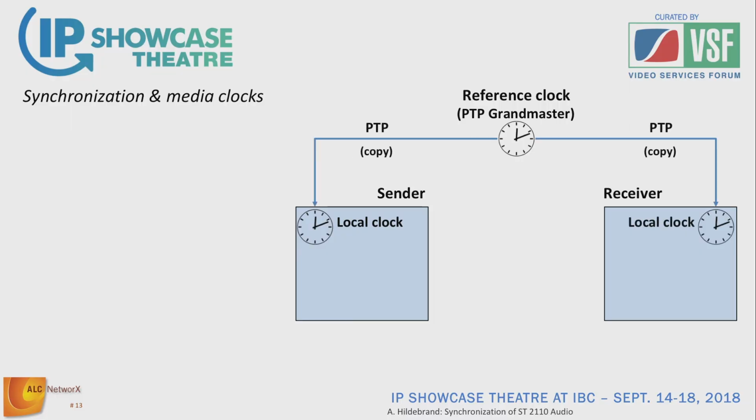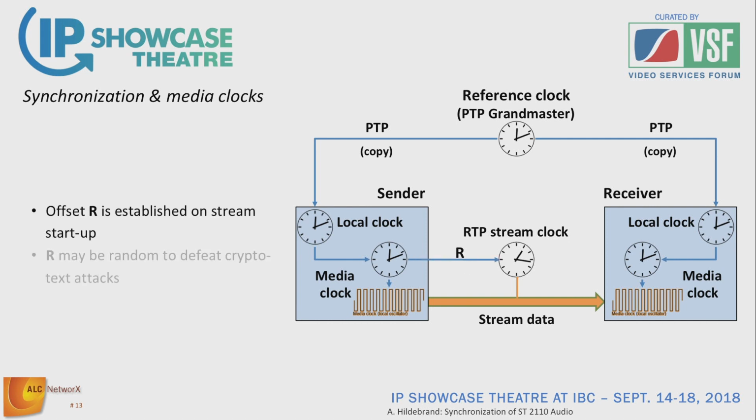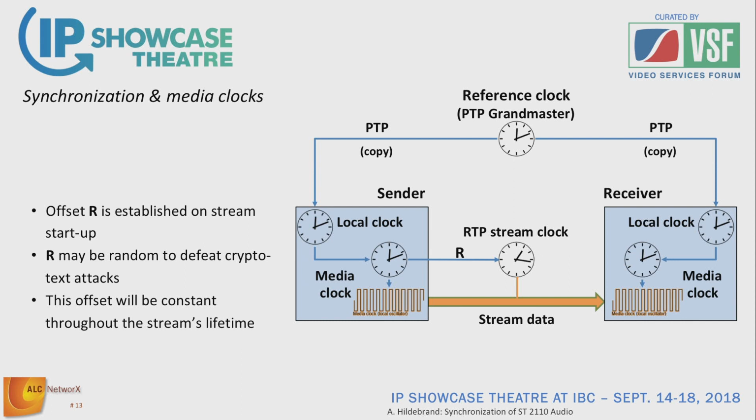Just a very quick run-through, because it's basically telling you the same. We have the grandmaster, we have the sender and receiver devices, we have local clocks in these devices, and they are copied with PTP. The wall clock is copied with PTP into the local clocks. The nodes independently generate their media clocks out of precise time. Sender and receiver do that. These are fully in sync. And now we instantiate the stream. The stream data travels across. The stream has yet another clock, the RTP clock, the stream clock.